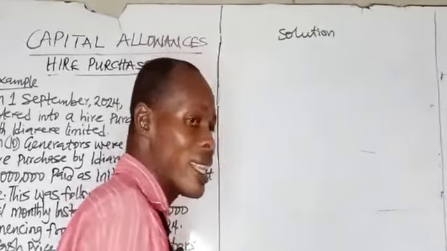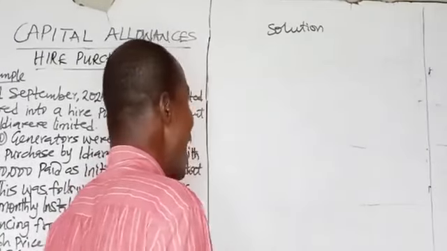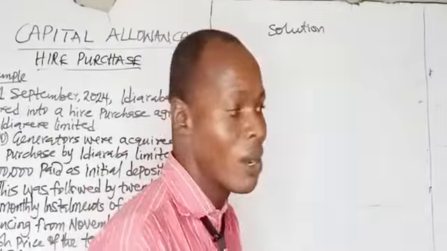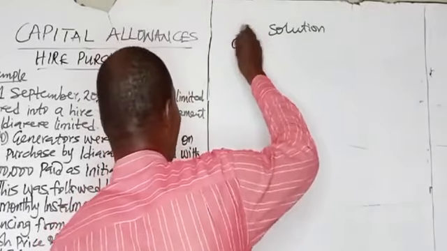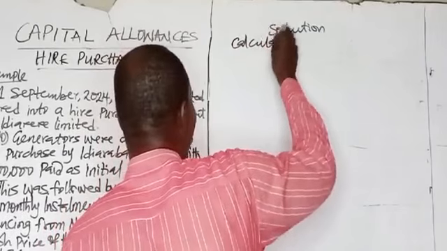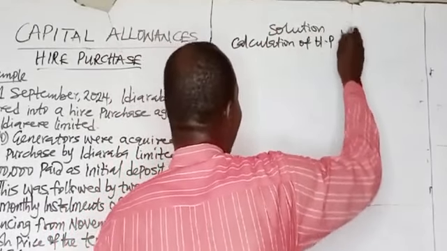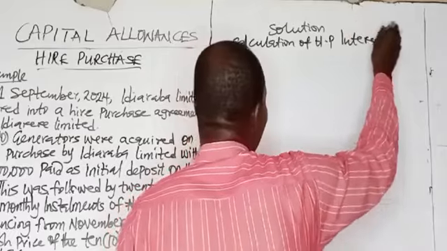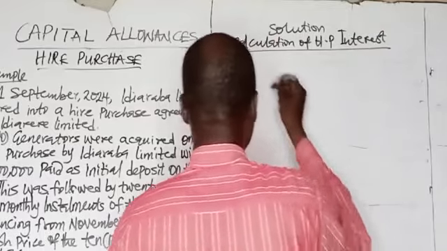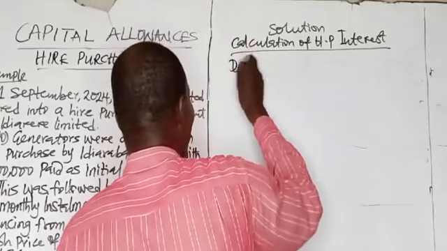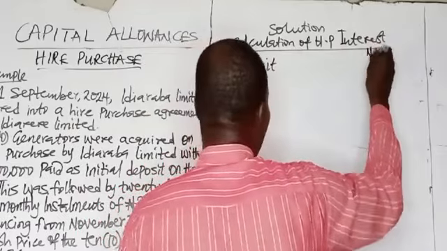So I've told you that the first thing is to calculate the higher purchase interest included in each of the installments. Calculation of higher purchase interest. To calculate higher purchase interest, we use the deposit of the asset. How much is the deposit?